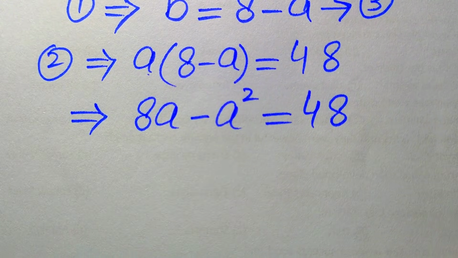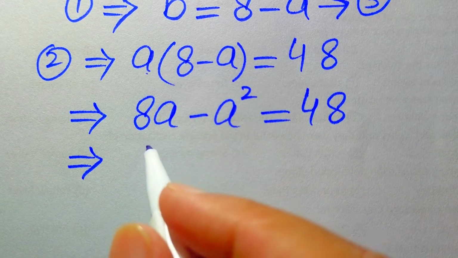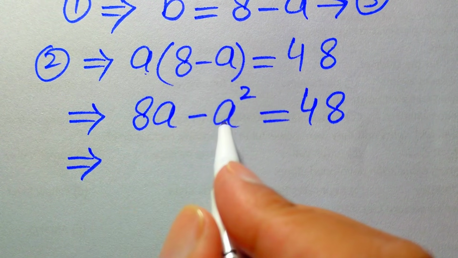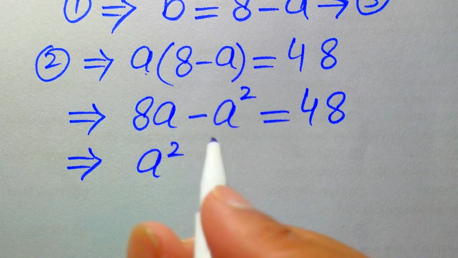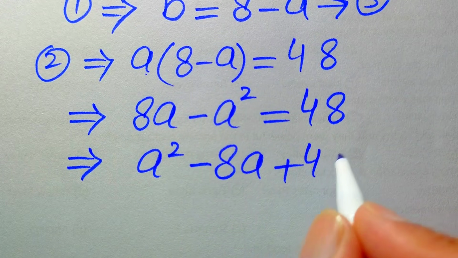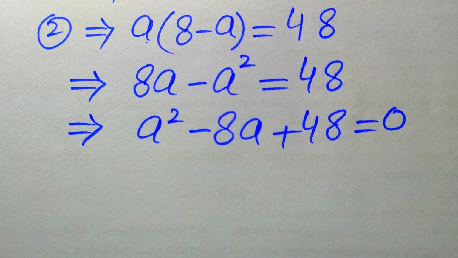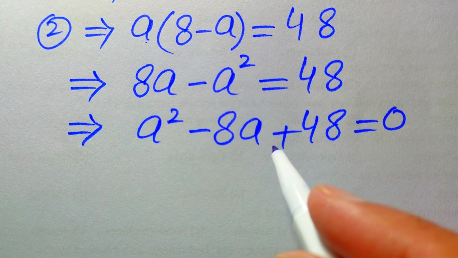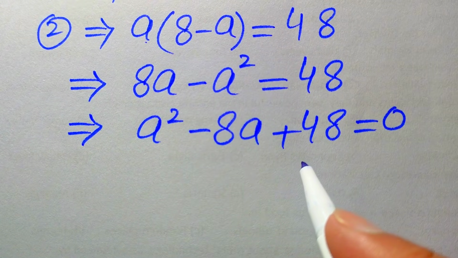And now in the next step we need to write this into the standard form, and for this we move all the terms from left hand side to the right hand side, and we get minus a square becomes plus a square, plus 8a becomes minus 8a, and this is plus 48, and this whole equation is equal to 0. So you see that after this little bit of simplification, we convert our given question into the quadratic form.